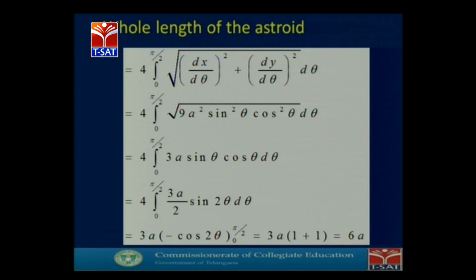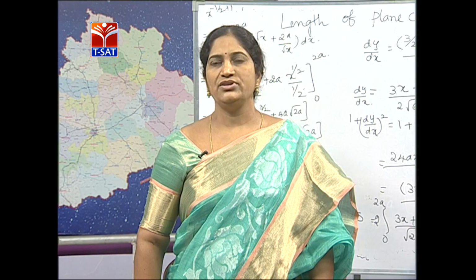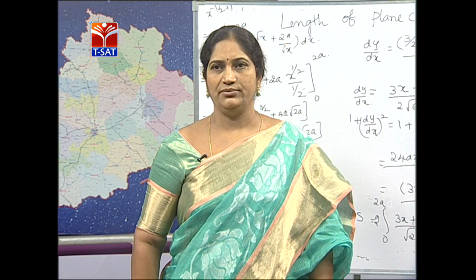Similarly, apply the lower limit 0. When we apply the lower limit, we take a minus sign, and since the integration already has a minus sign, minus of minus becomes plus. What is the cos 0 value? Cos 0 is 1. So 1 plus 1, and the total value we are getting is 6a. So this is the whole length of the asteroid.